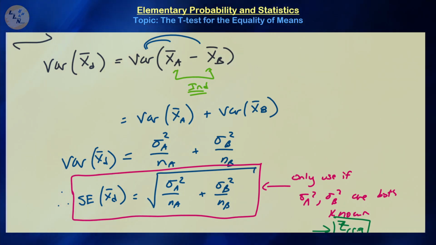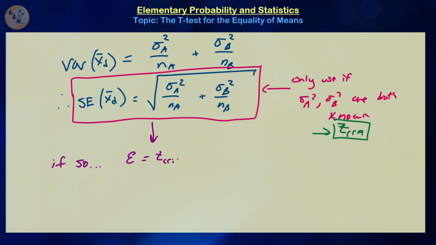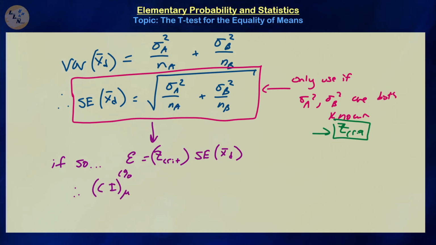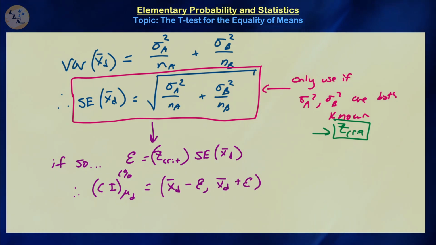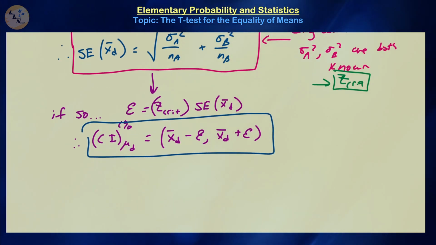So, if this is the case, and let's assume that sigma a squared and sigma b squared are both known, how would we construct our confidence interval? If these things are known, then the margin of error is going to be equal to the z critical value times the standard error associated to the estimate for x bar d, and therefore the confidence interval under some level of confidence for the differences between means is going to be equal to the point estimate minus our margin of error, and then the point estimate plus our margin of error, and that gives us our confidence interval for the differences of means.